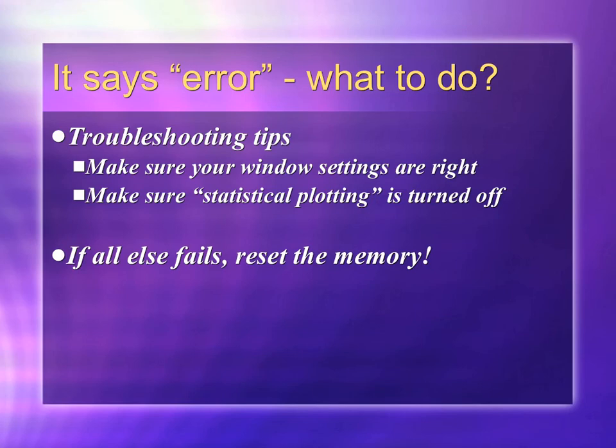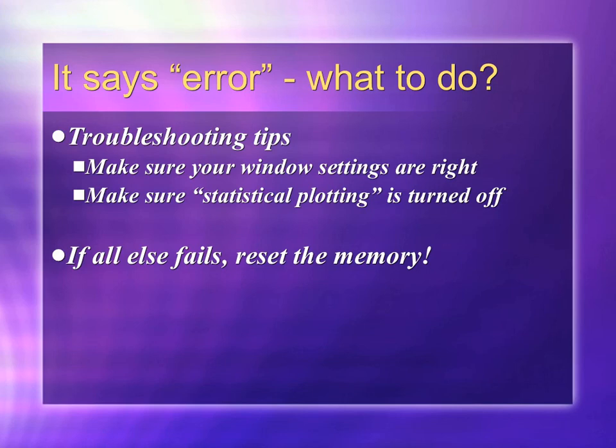If as you're going through this, you get a thing that says error, what should you do? Well, a couple of common things that you can do. One is you can make sure that your window settings are correct. Make sure that the minimum value, the X-min, is lower than the maximum value. So the X-min has to be a lower number than the X-max. Also, make sure that if you have a negative number for one of your window coordinates, that you're using the negative sign, not the subtraction sign from your calculator.